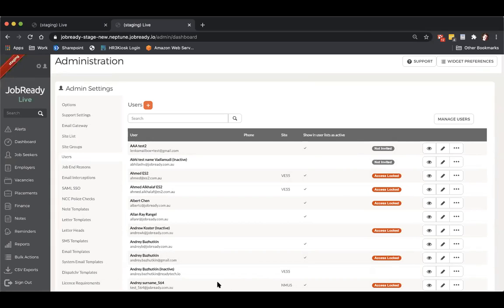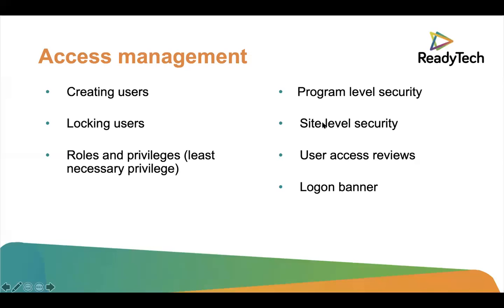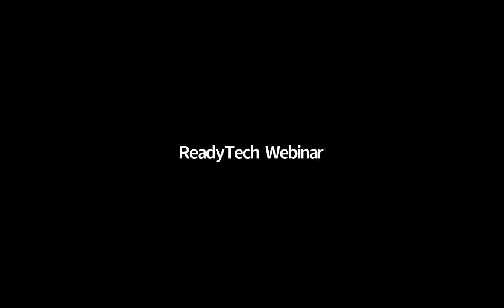Just going to jump back to my presentation now to move on to the next section. Okay, so the next one is around auditing. If you need to see what a user may have done, and that comes down to what records they may have viewed or searched for, or what data a user may be exporting, both of those are possible from within JobReady Live. Sorry to jump around, but I will jump back into JobReady Live now.